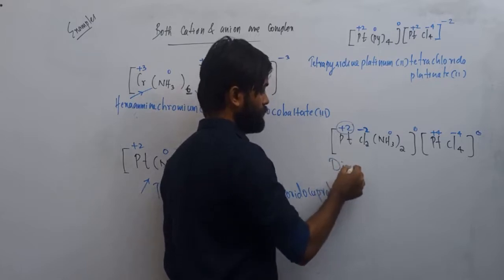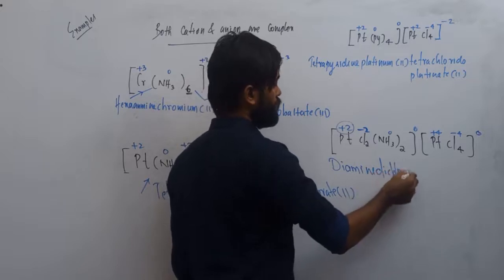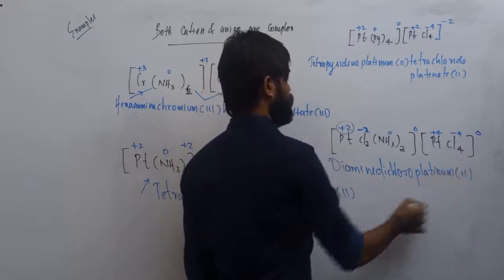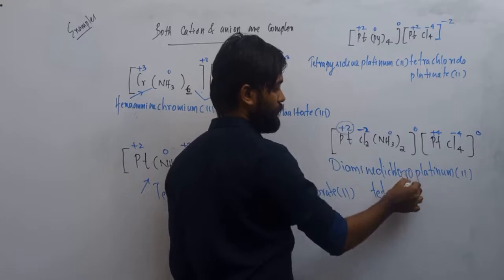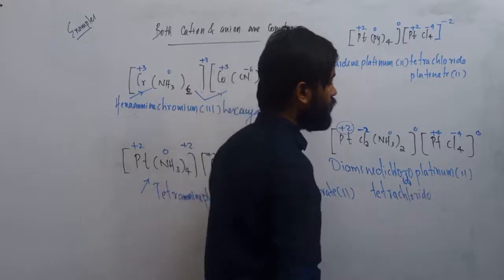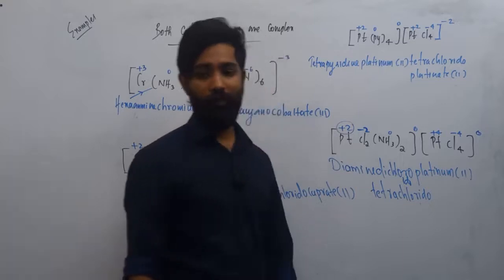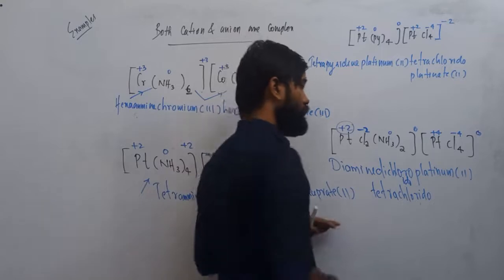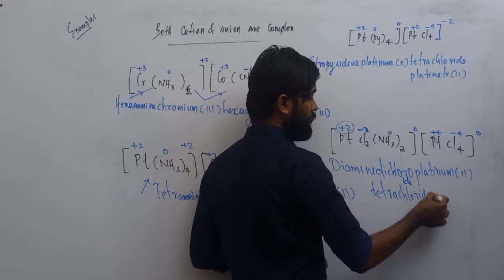Diamminedichloroplatinum(II) tetrachloridoplatinate(IV). Tetrachlorido, chloro or chlorido, both are okay. Chlorido is a ligand name which is modified. Initially they mentioned it as chloro. Later the modification used the name chlorido. Tetrachloridoplatinate(IV).